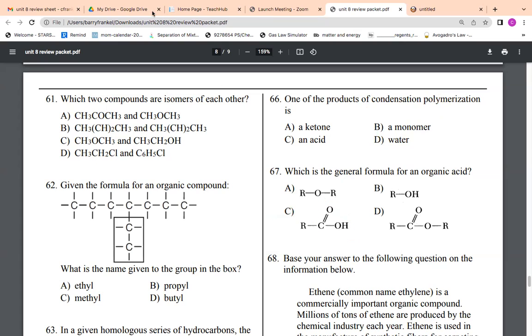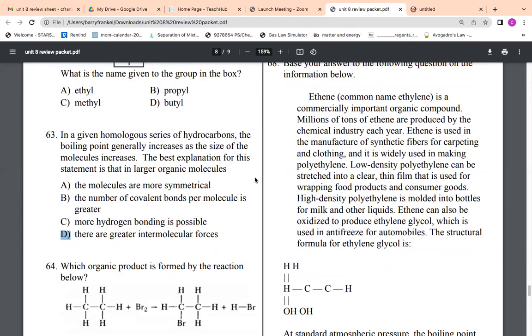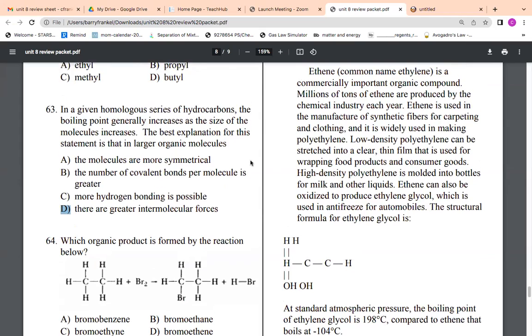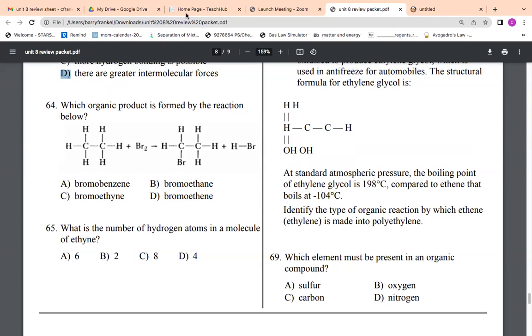Okay, 68. They give us all of this information. You can read through that, but the question is asking us to identify the type of organic reaction by which ethene, also known as ethylene, is made into polyethylene. So we started with ethylene, one piece of ethylene, or a few pieces of them. And then we have the word poly here. That means many ethylenes. This means that we have made a polymer of ethylene. So that means that we have polymerization.